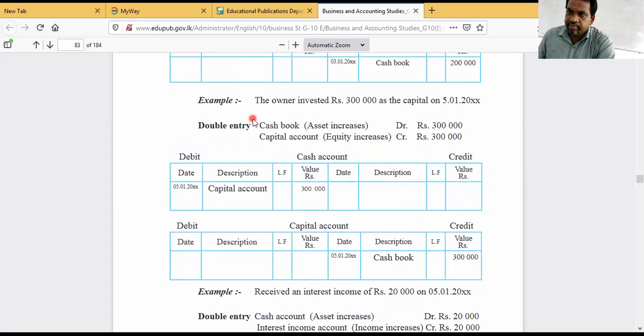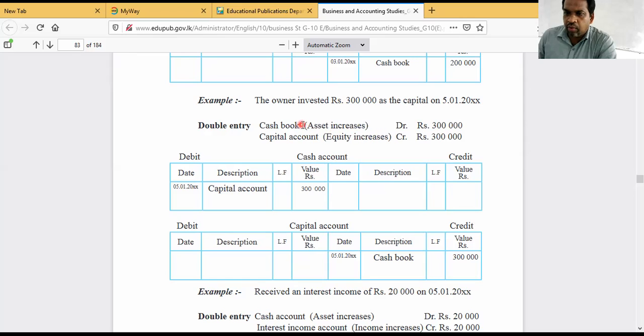Next transaction, the owner invested 300,000 rupees as the capital on 5th January 2020. You know, when the owner introduces cash, the business receives money, then cash asset increases.